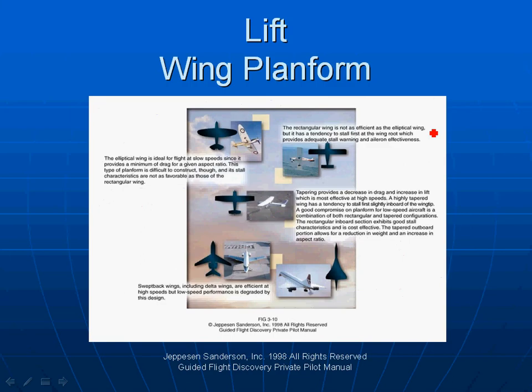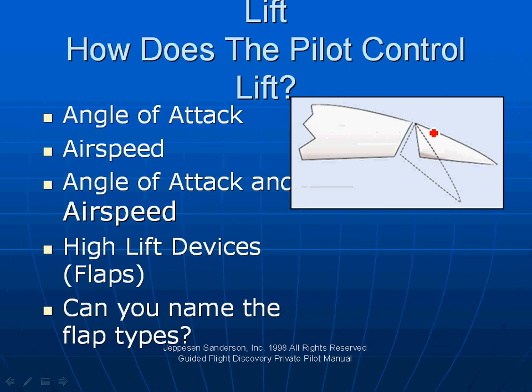Different wing planforms are used for different things in aviation, as you can see here. So how does the pilot control lift? Well, as I said, angle of attack: we pull back, it goes higher, up until a certain point where the wind can't flow over top of the wings. Then that's detrimental to its performance. The other factors are airspeed, angle of attack, and high lift devices.